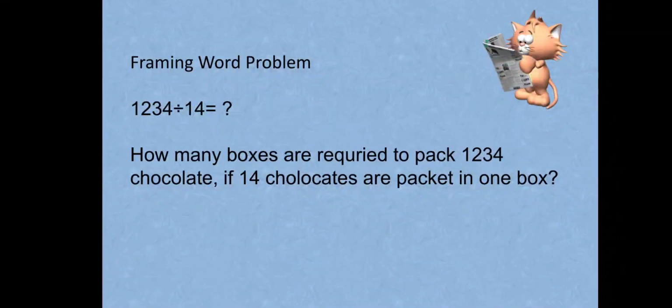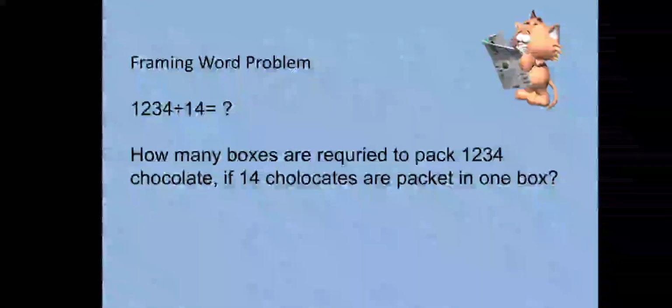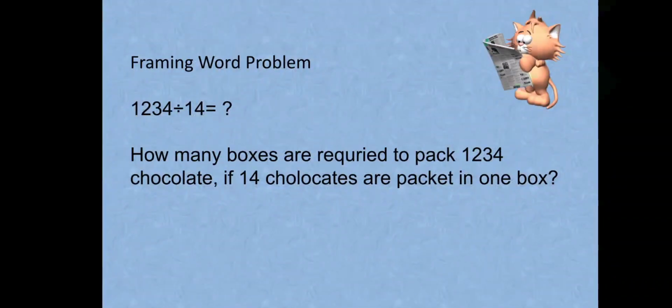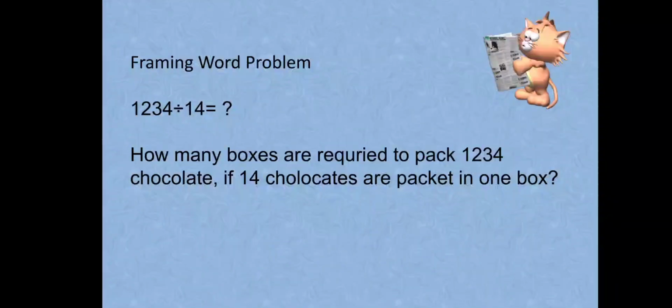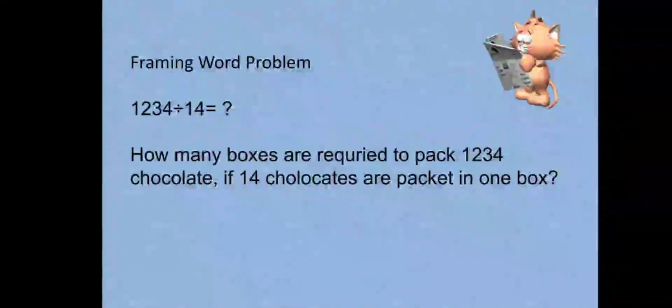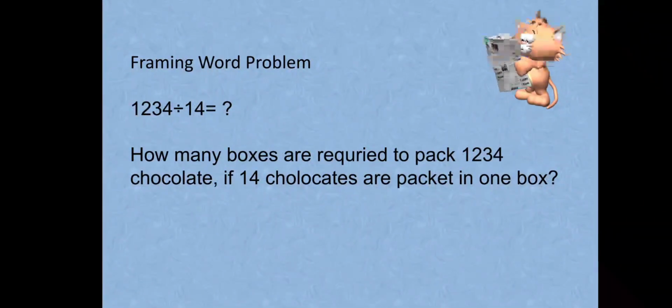Our next topic is framing word problems. Here, the number which is given is 1234 divided by 14. According to this division, we have to form a word problem. And here we can form a word problem as how many boxes are required to pack 1234 chocolates if 14 chocolates are packed in one box. You can form different kinds of word problems by using the same quotient.